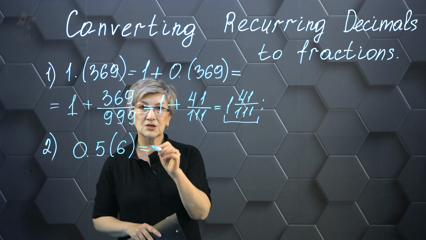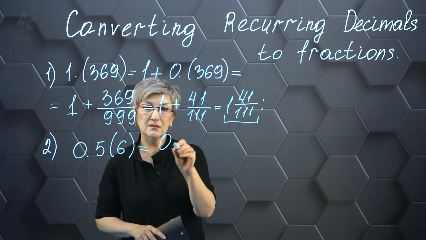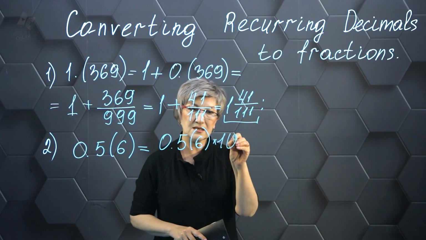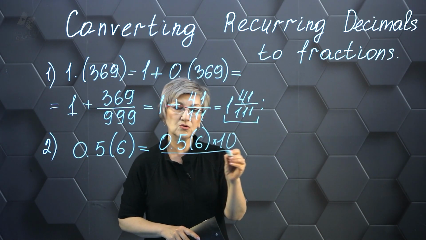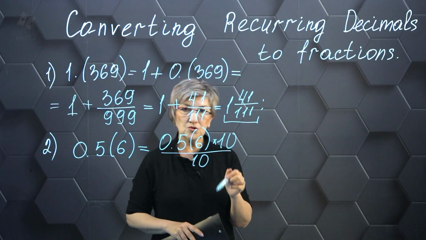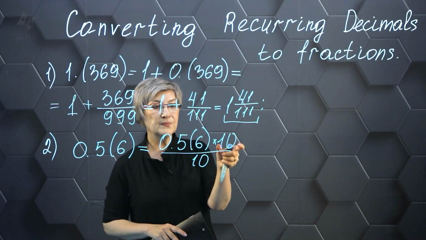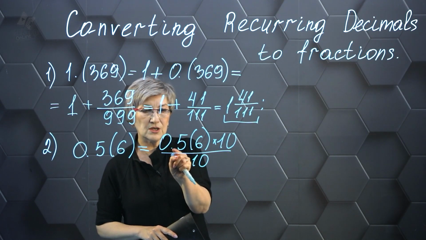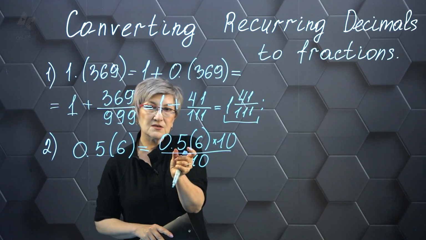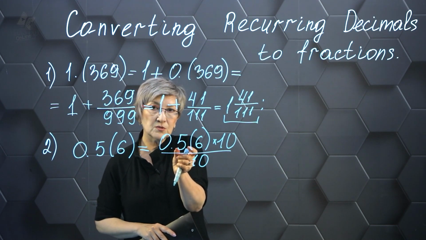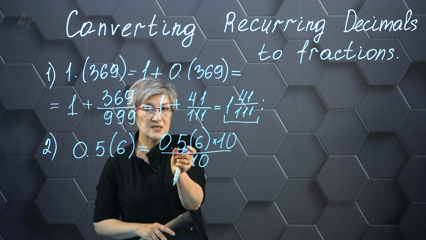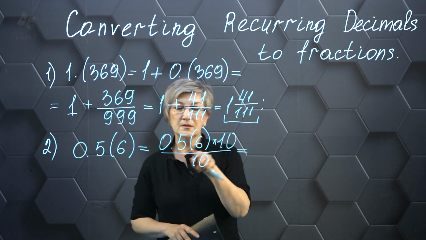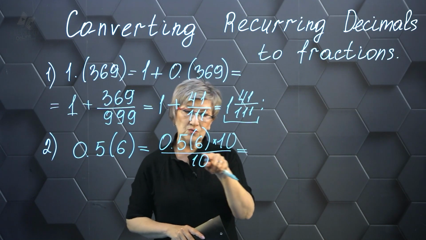Let's move the comma. Let's start by rewriting it: 0.5(6), multiplied by 10. But if I'm multiplying by 10, I'm also dividing by 10. Once again, pay attention to why I'm multiplying by 10: before the period, we only have 1 digit after the decimal point. That's why I'm multiplying by 10. If there are 2 digits in this case, I will multiply by 100 and divide by 100. Let's keep calculating. In this case, we have a comma shift.